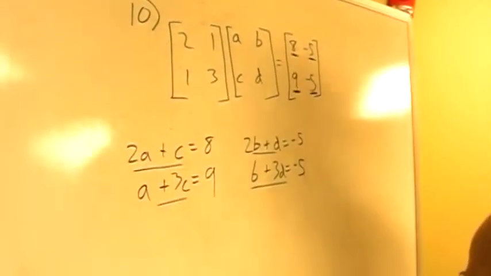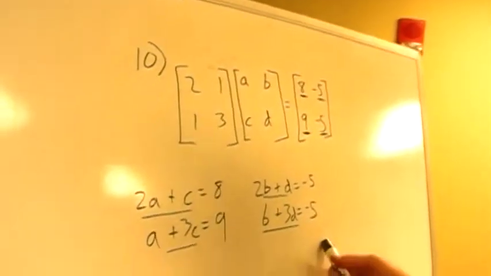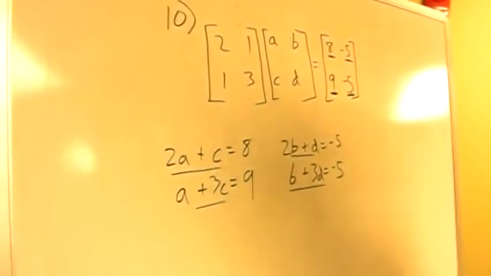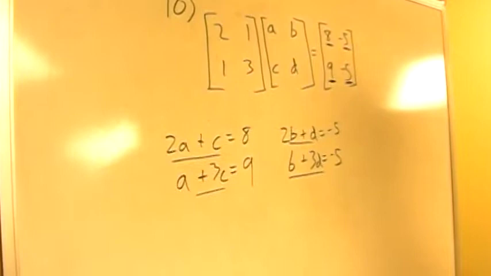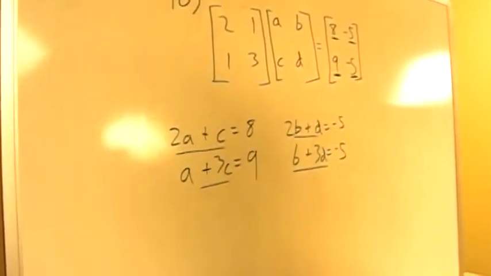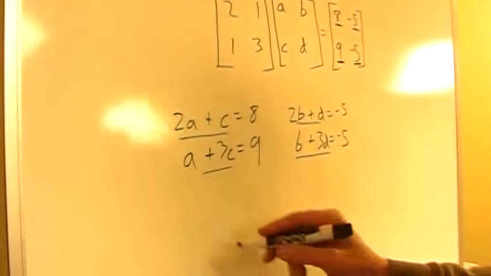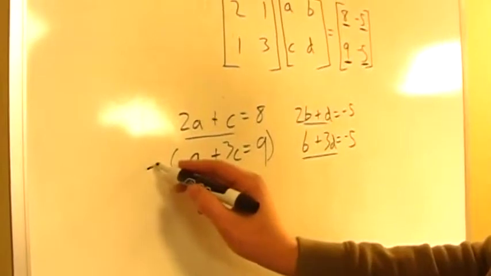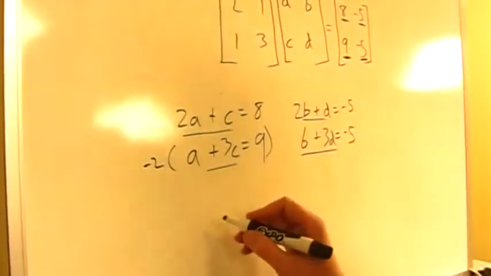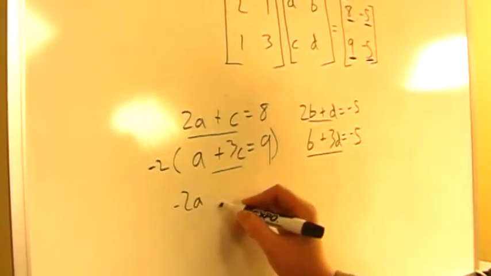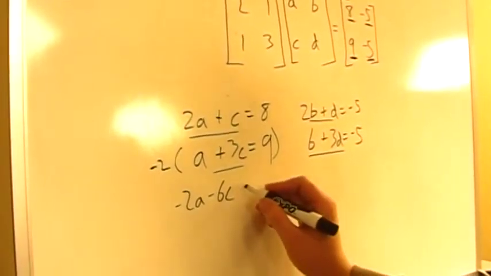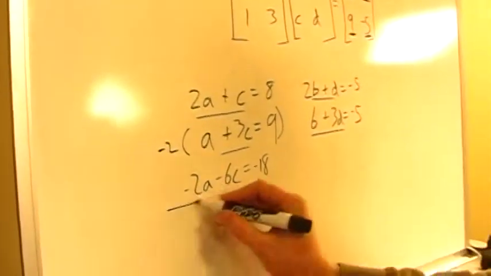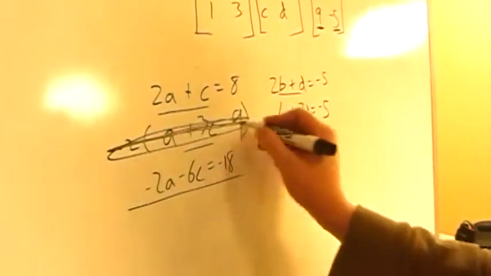Okay, so now we're left with two systems of linear equations that we can solve. The A and the C are essentially an x and a y, and B and D are essentially an x and a y as well. We can solve these any way you want. I'm going to choose elimination by addition. So I'm going to multiply the second equation by -2, which becomes -2A minus 6C equals -18. Then I'm going to add these two together.